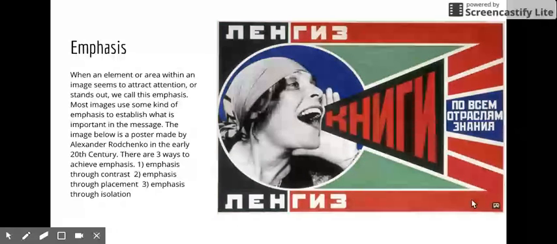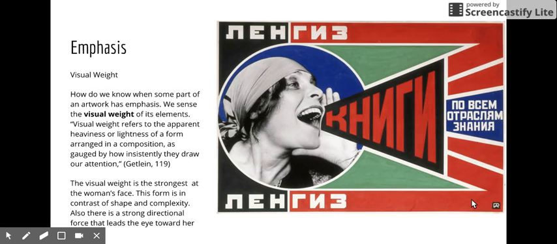There are three ways to achieve emphasis. One is emphasis through contrast, two is emphasis through placement, and three is emphasis through isolation. And we're going to look at all three. So we've got this poster by Alexander Rodchenko, and we need to think about visual weight. How do we know when some part of an artwork has emphasis?